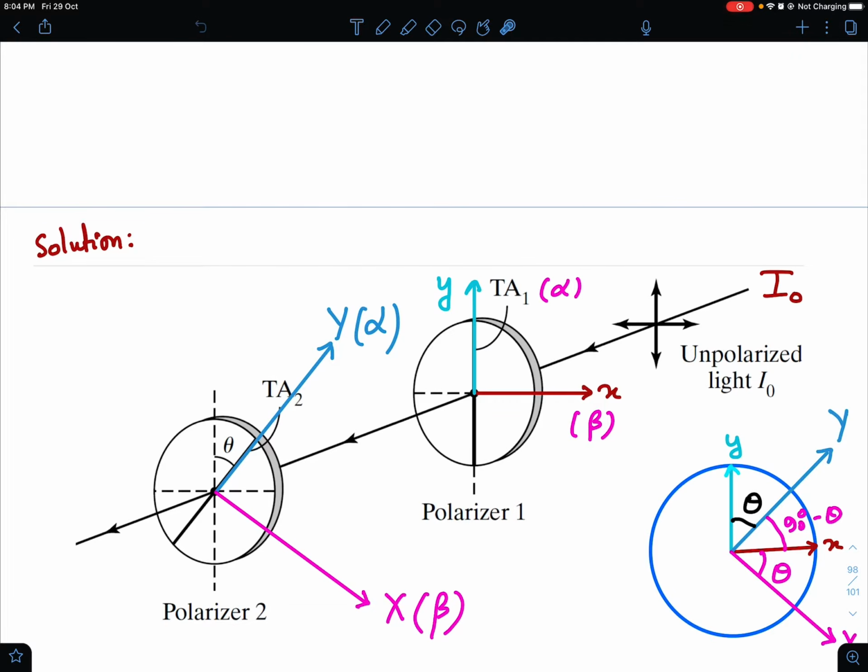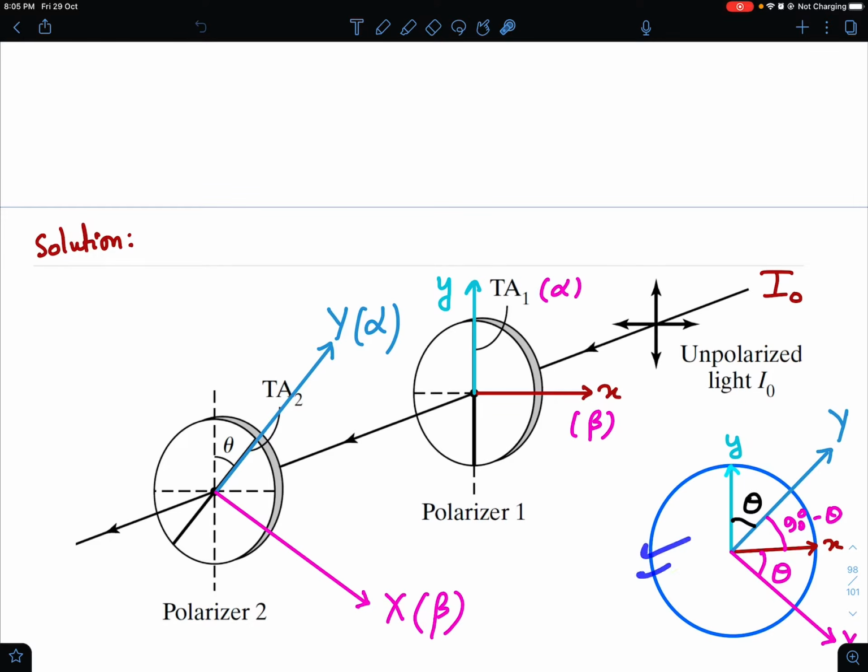So here's the solution. For the sake of convenience, for the first polarizing disk I have marked the axes by small x and small y, and for the second disk I have marked these axes with capital X and capital Y. And this is the transmission axis. Let's say alpha is the fraction associated with this. Here also with capital Y, alpha is the transmitted fraction of energy, and with this axis it is beta, and with small x axis also it is beta.